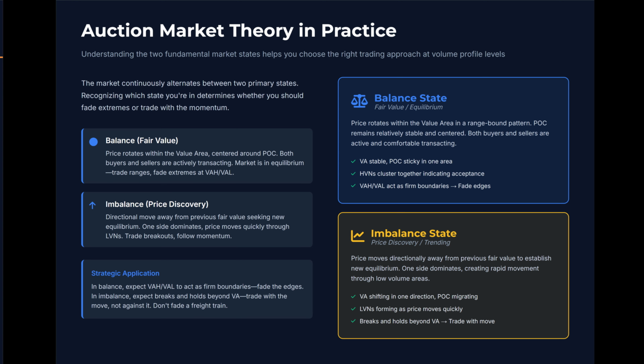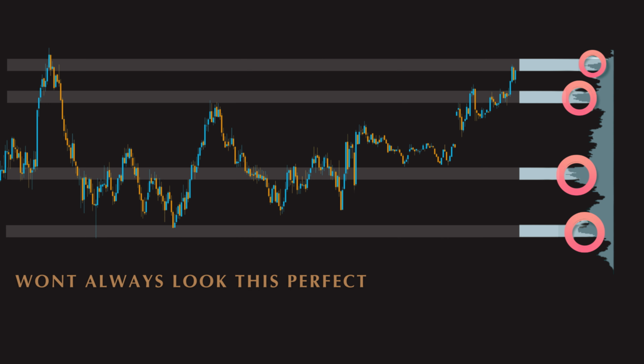Another visual clue is high-volume node clustering. When you look at the volume profile histogram, you'll see multiple HVNs, areas of high traded volume, forming clusters within the value area. These clusters indicate repeated acceptance. Price visited these levels multiple times, and participants actively transacted there. The histogram looks thick and consolidated, rather than thin and sparse.